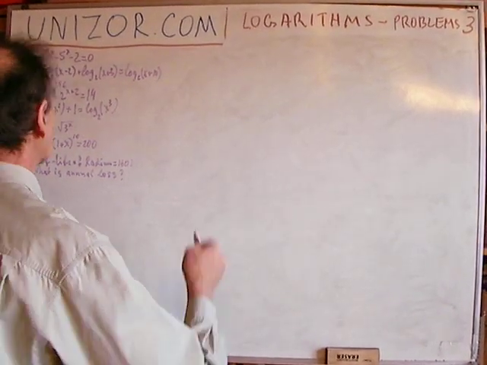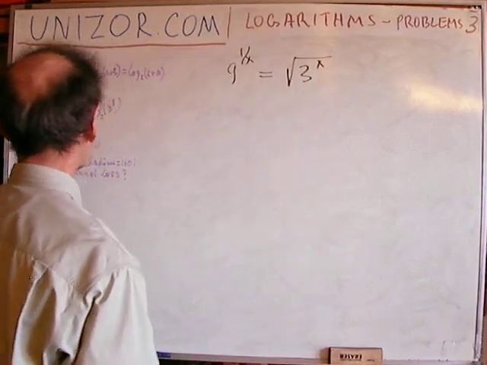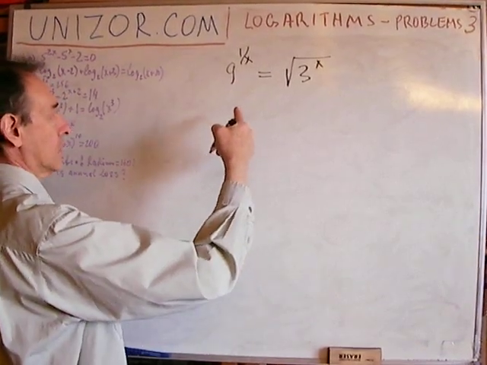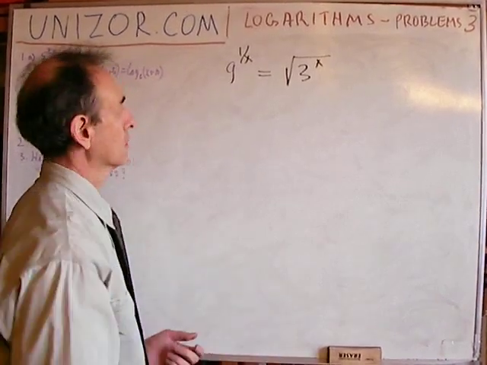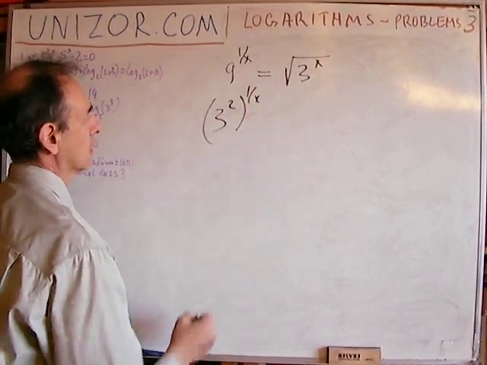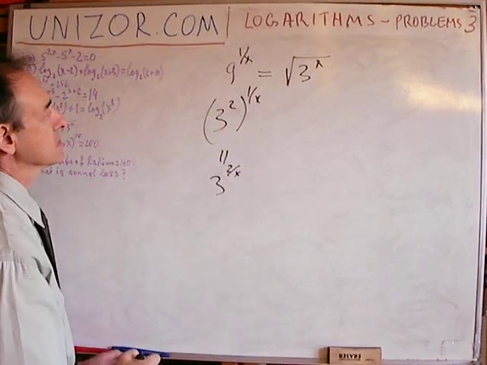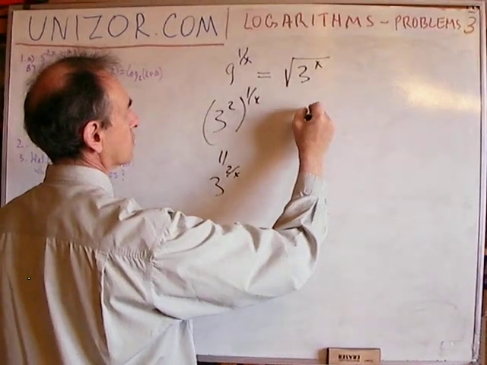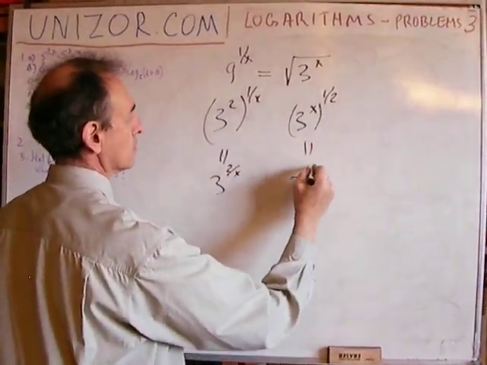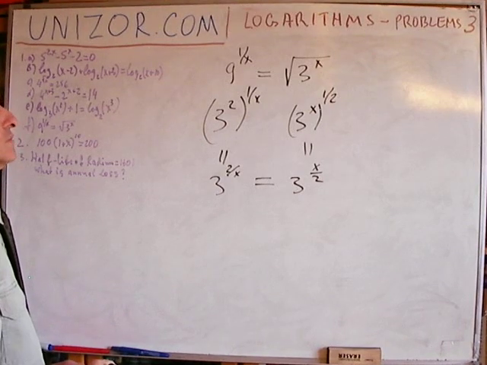All right, now next. 9 to the power of 1 over x is equal to square root of 3 to the power of x. All right, let's do some manipulation, obviously. It looks like 3 is the base for our future transformation. So 9 is 3 squared, to the power of 1 over x, which is actually 3 to the power of, we are multiplying, right? So it's 2 over x. That's what this is. Now this is 3 to the power of x, to the power of 1/2, right? Square root, which means this is 3 to the power of x over 2. And that's basically the equation which we have, right?